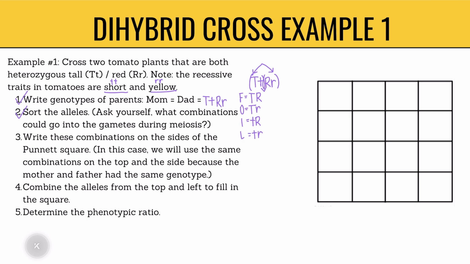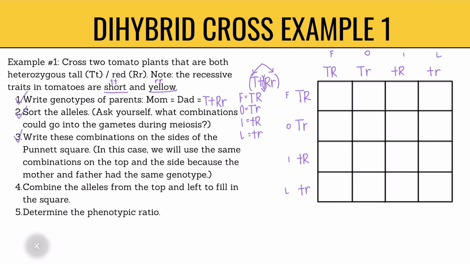Step 3, write the combinations on the outside of the Punnett square. So I write my F option, my O option, my I option, and my L option. In this case, both of the parents were the same, so I can just FOIL once because they're both going to give me the same options. If they were not the same, then I would need to go back and FOIL the second parent and then put their options on the other side.